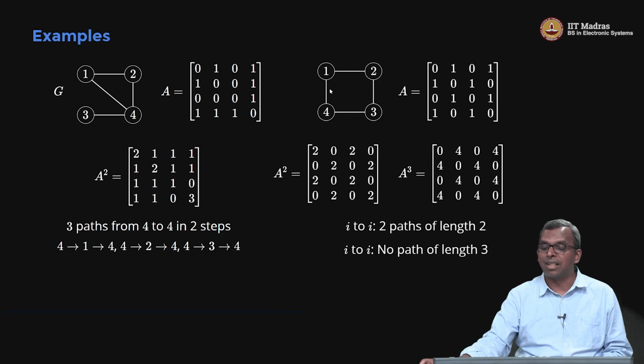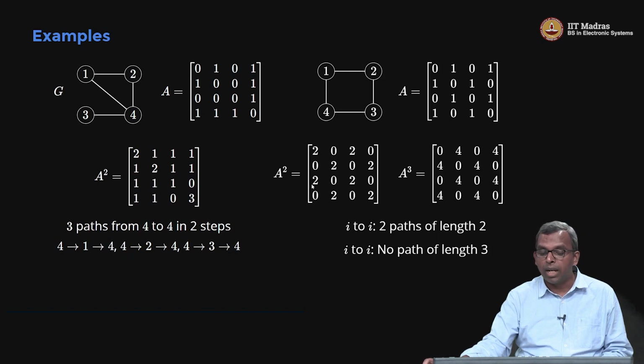Here's another very interesting property. This 1, 2, 3, 4 cycle graph that we had has an adjacency matrix which looks like this: 0, 1, 0, 1; 1, 0, 1, 0; 0, 1, 0, 1; 1, 0, 1, 0. You may want to check this. It's also circulant, right? It's a very interesting little matrix.